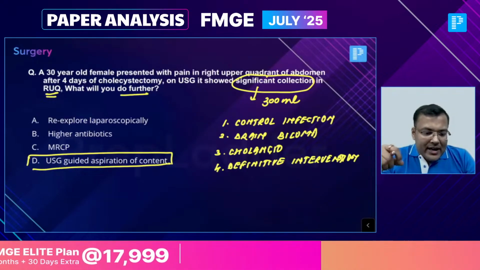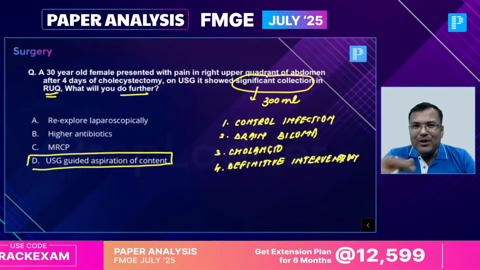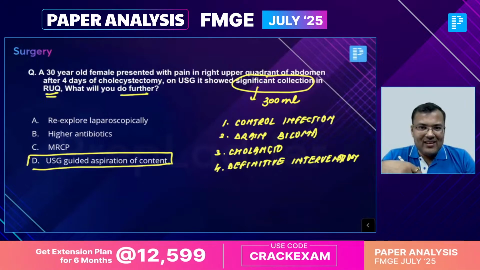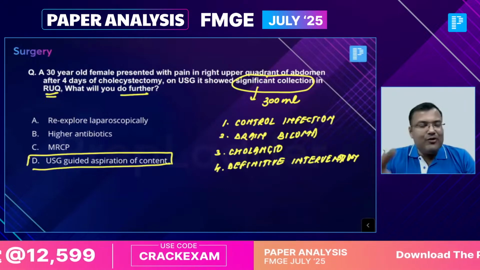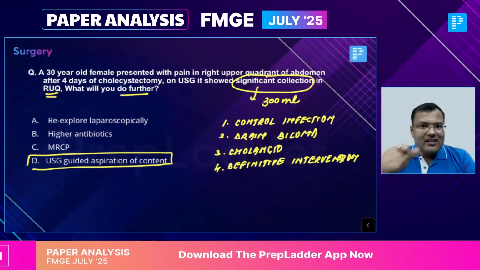Why not do MRCP first and find out the leak? Why do you want to find the leak? Because already you can see the leak. MRCP takes time. And on ultrasound, if you can see the fluid, there is already a leak. You got it? So the third step is MRCP.